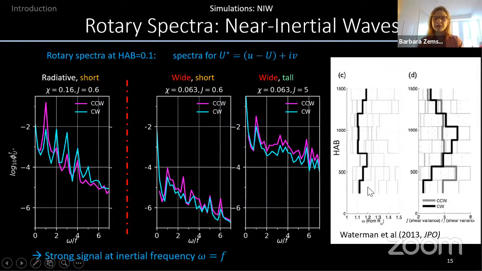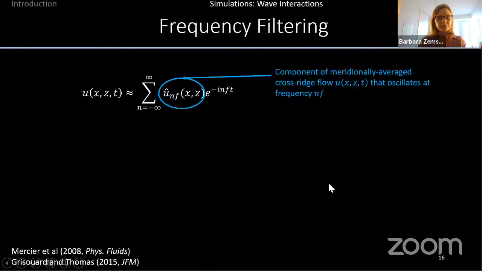And relating that back to the observations, this is something similar that Waterman et al., for example, saw in the Drake Passage, where they saw near inertial waves that also had a lot stronger counterclockwise signal than clockwise signal, reminiscent of essentially the flow having to accelerate over the bottom topography and then being turned by the Coriolis force as it loses balance to form this counterclockwise rotating wave in the southern hemisphere.